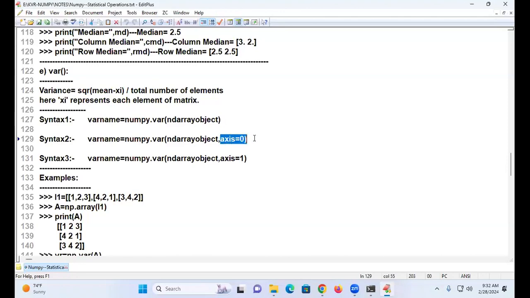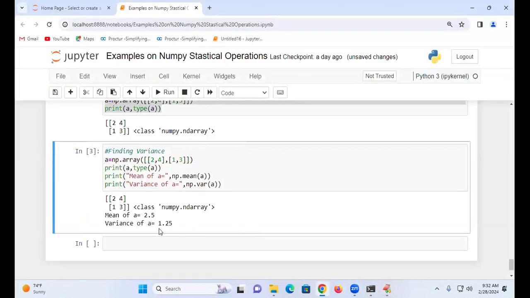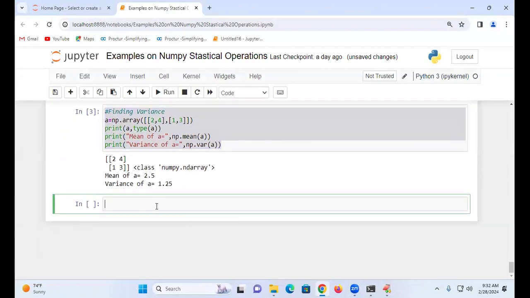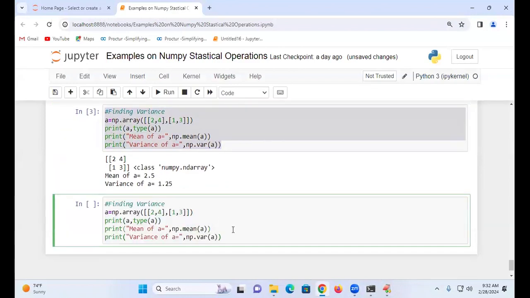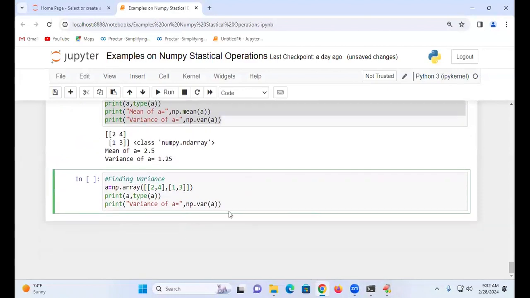You can apply this on an axis. Axis is equal to 0 means column. Be careful. Axis is equal to 1 means row. So going back to this example, I will now apply column-wise variance and row-wise variance. Mean is not necessary. This is the total variance, the complete variance of A.